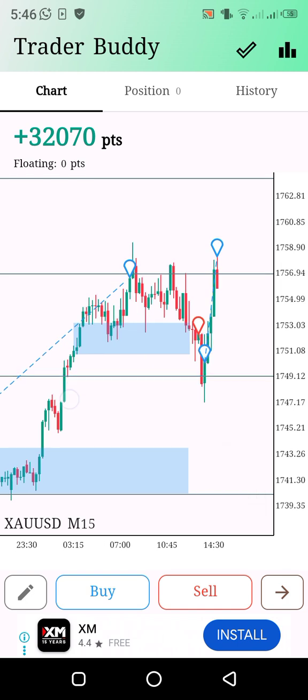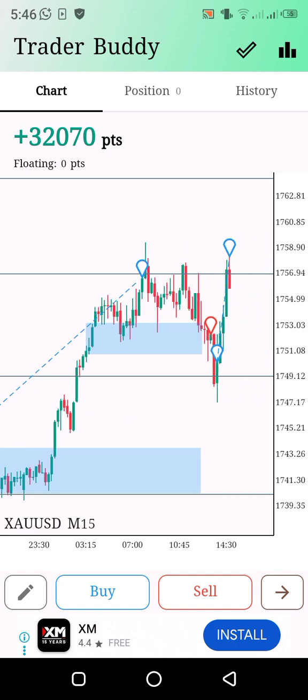But now there's an issue whereby price does this kind of funny thing. For instance, this is your demand zone. Okay, this is your minor demand zone.